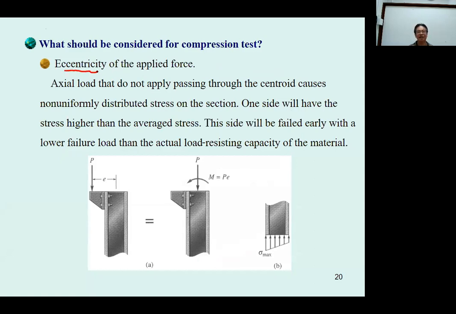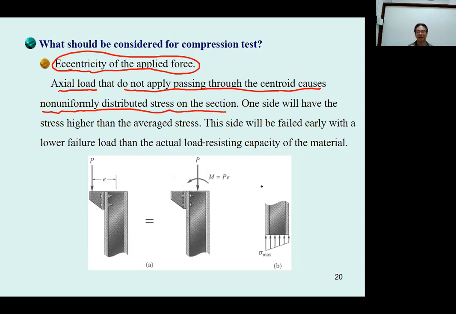Again, the eccentricity of the applied force is important. The axial load that is not applied passing through the centroid will cause a non-uniformly distributed stress in the section. The same as I mentioned before, the force P with this eccentricity will produce this axial load and also will produce the bending moment. It will cause the higher stress at this point of the section, okay? That means one side of the section will have stress that's higher than the average stress. And then the failure will occur over here, okay?